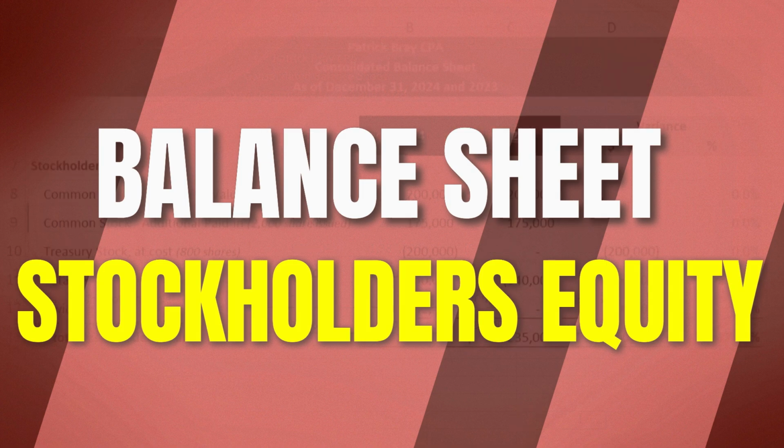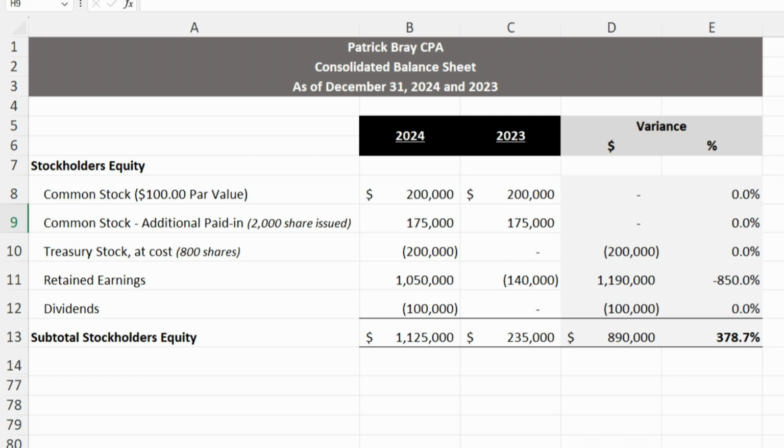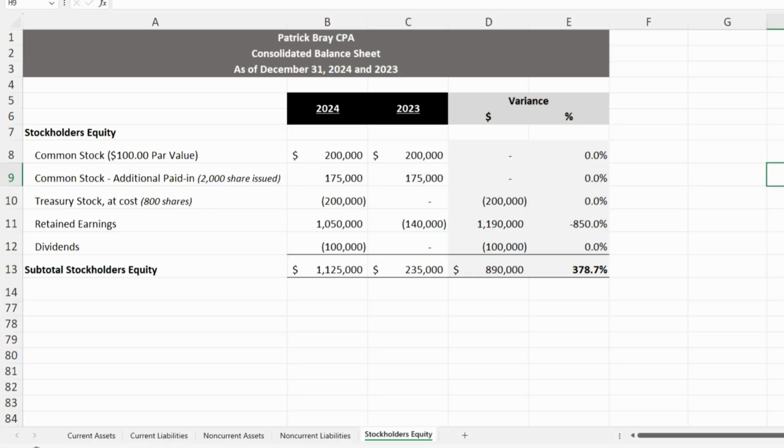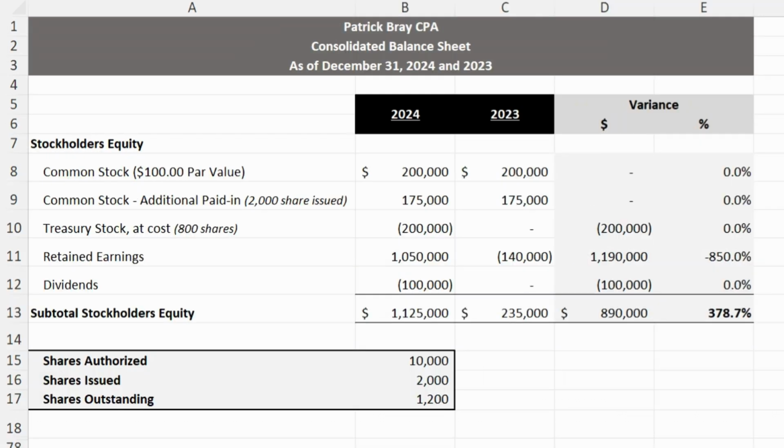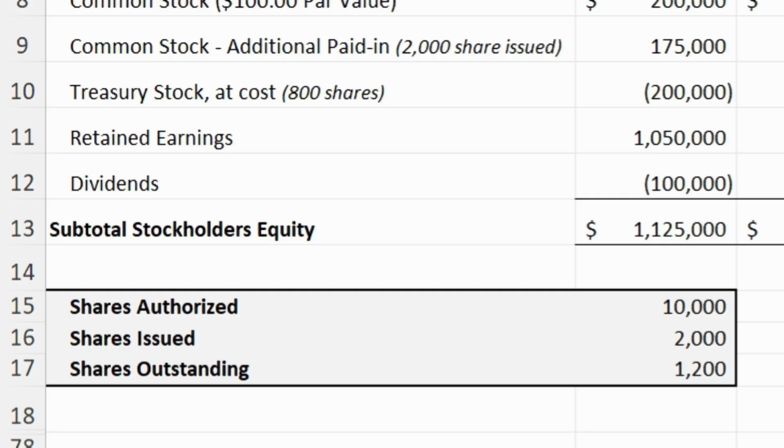So what is in stockholders' equity? What are typical things you're going to see in stockholders' equity? We're going to cover common stock that's issued at par, additional paid-in capital, treasury stock, retained earnings, and dividends. Let's dive into this.